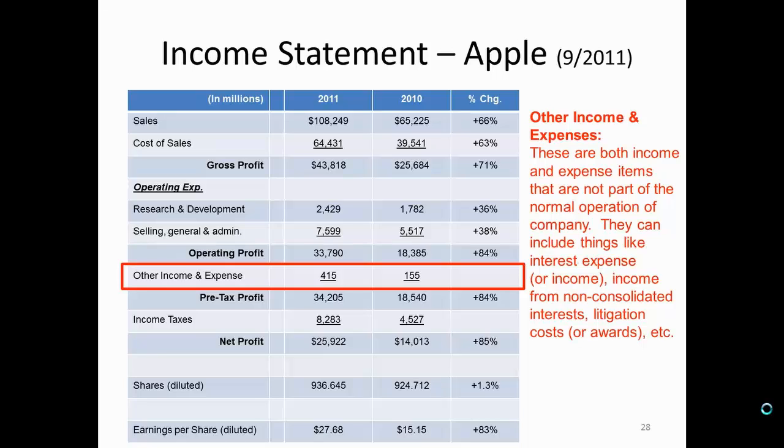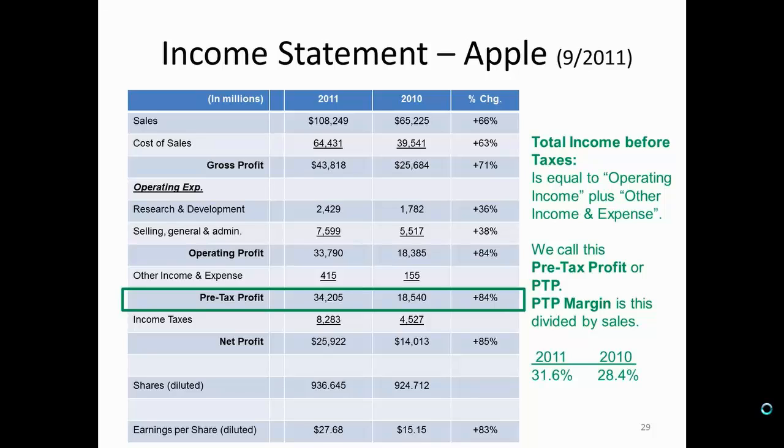Next, we have other income and expenses that are not part of the normal operation of the company. And as it says on the slides, they can include things like interest expense on or income from non-consolidated interest, or litigation costs or awards. Apple is sitting on a huge amount of cash, and so this other income probably did include interest income. And once they recognize the earnings from winning the lawsuit with Samsung, their litigation revenues would come into this line as well.